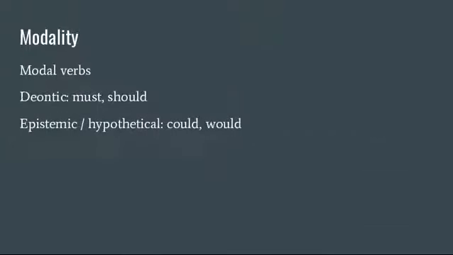So again, with modal verbs, we have deontic, should or must, for example, and then the epistemic or hypothetical: can, could, will, would. What's the difference between must and should? If I say you must do your homework, I'm basically saying that's an obligation. Must literally is an obligation. You must do your homework. And if I tell you that, it's like I'm giving you a command.